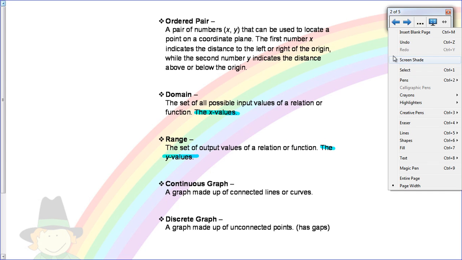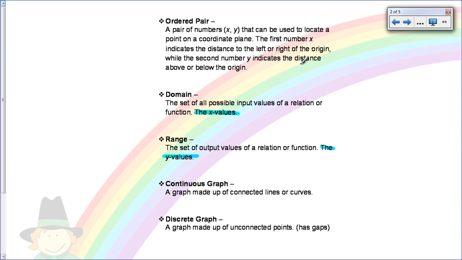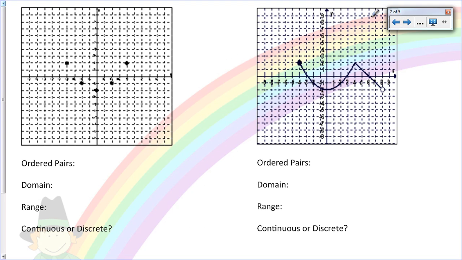A continuous graph is a graph that is made up of connected lines or curves. So everything is connected. It all flows nice and smooth in a nice easy line, and it doesn't have any gaps. A discrete graph is a graph that is made up of unconnected points and it has gaps in it. So let's see some examples. Please make sure you get all 5 of these definitions written down. So if you need to pause now and do that, please do so.